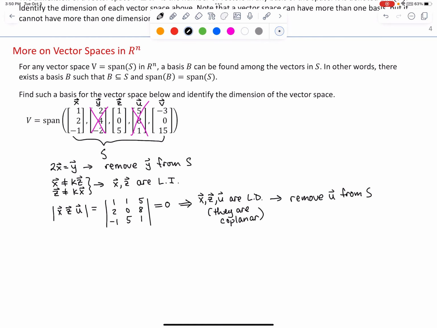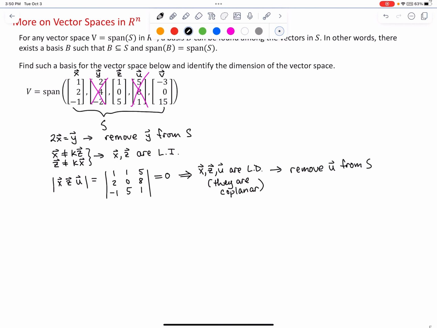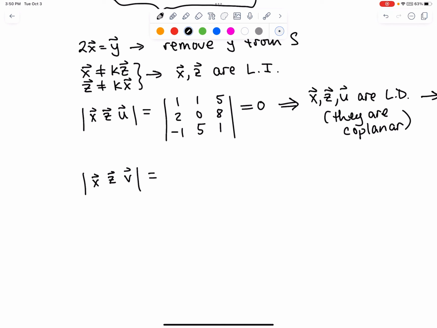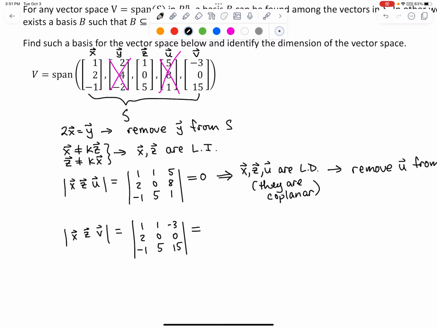Now let's consider whether the vector v is also coplanar with x and z. And since x, z, and v will form a 3 by 3 matrix, I can again use the determinant to help determine whether that set is linearly independent or dependent. So putting these three vectors into a matrix, we get the following. And when you calculate this determinant, you get a non-zero number, which suggests that these three vectors are independent.